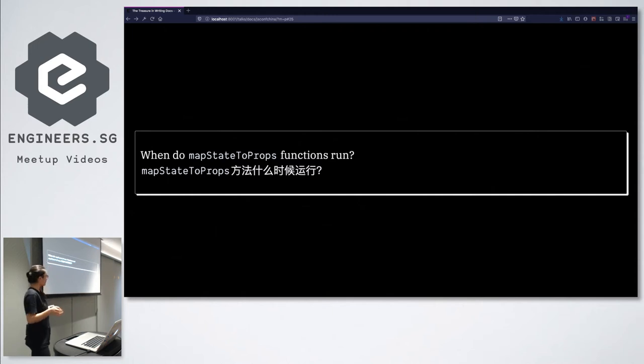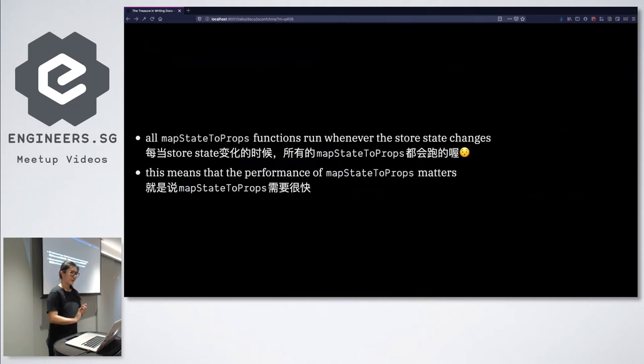For those of you who use React Redux, have you ever wondered when will map state to props functions run? So it turns out that whenever our stored state changes, each of the connected components will have to figure out whether the part of the data they need have updated or not. So they all will run their map state to props functions, if you've never wondered about that.